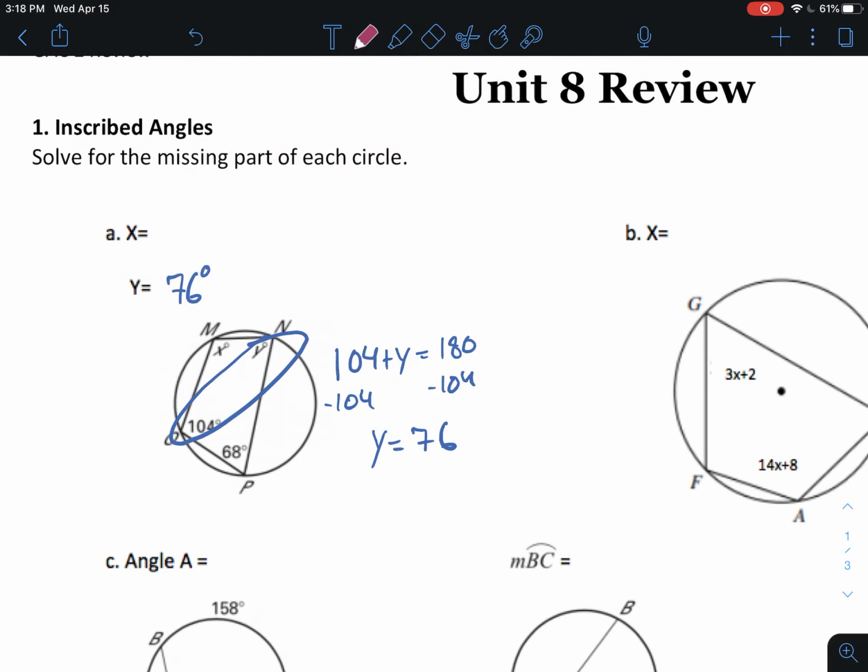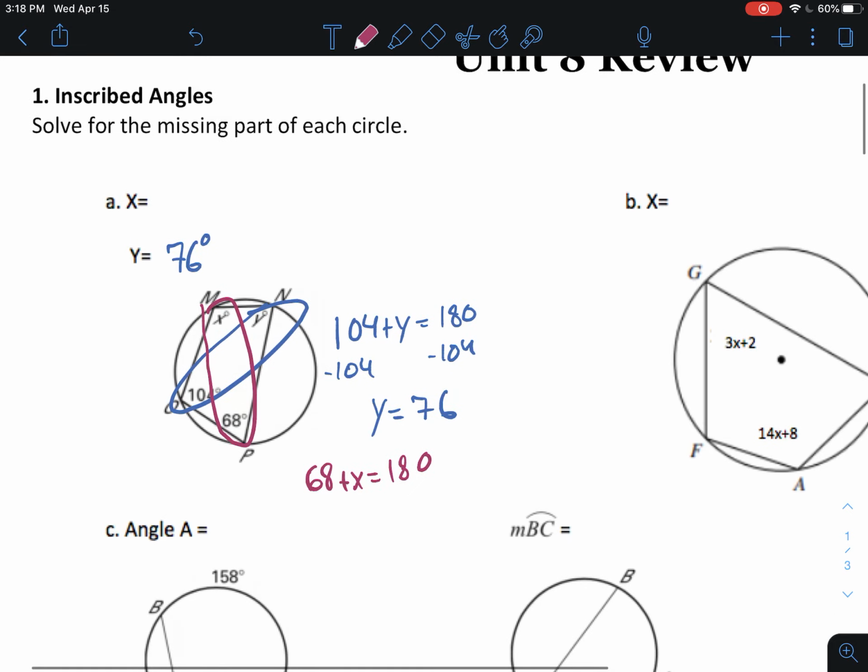Same thing's going to happen the other way, right? We have 68 in x, so that's 68 plus x should be equal to 180. So we subtract off 68 from both sides. When you get that, that's going to be 10 minus 8 is 2, and then 7 minus 6 is 1, so 112.